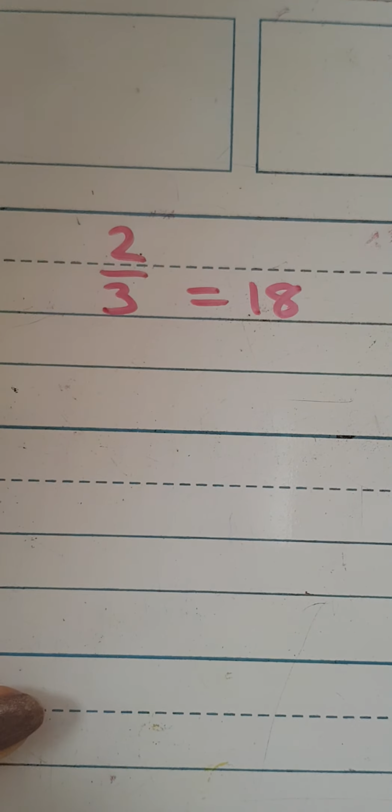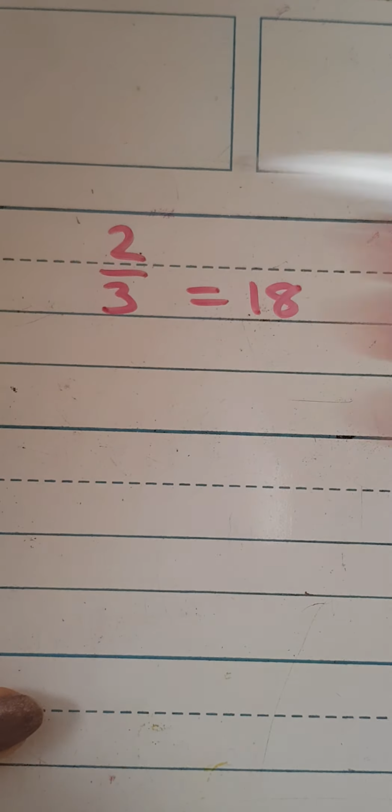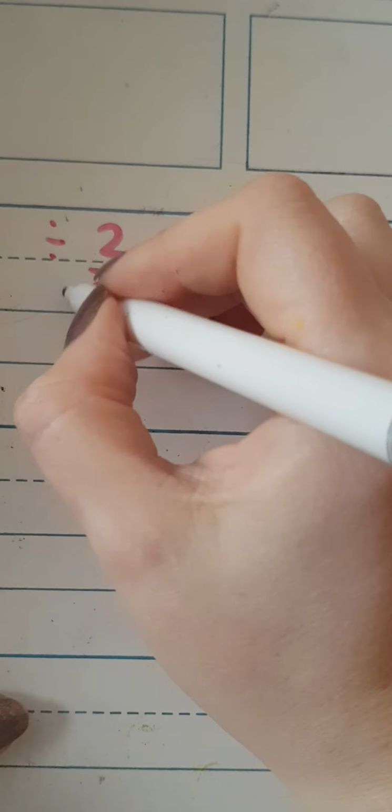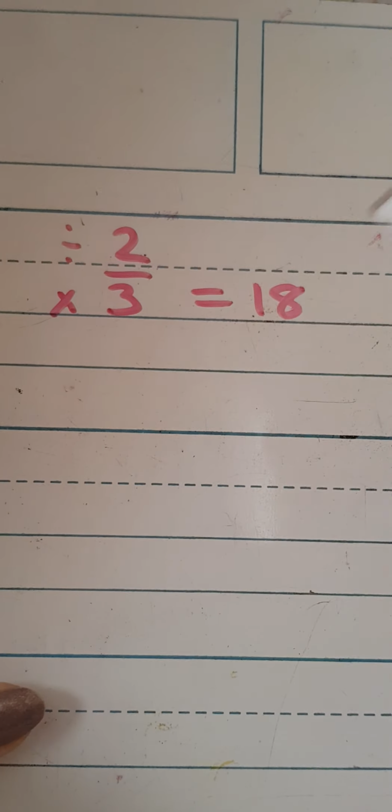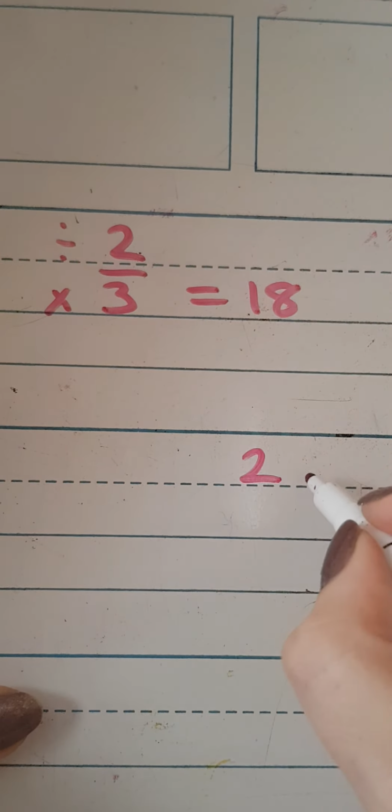But when we only have part of the whole number and we want the full number, we do the opposite. So we divide by the top and we multiply by the bottom. So the opposite of what we've been doing. So 18 divided by 2.